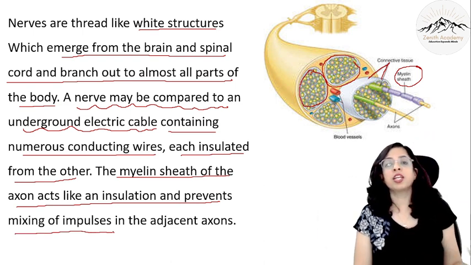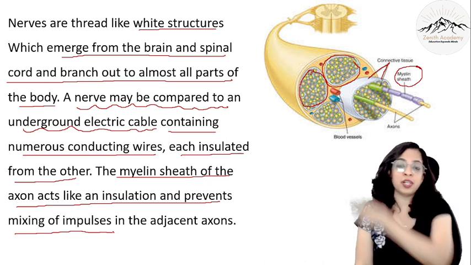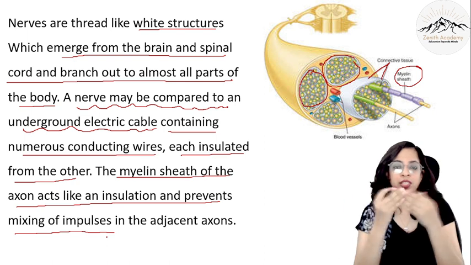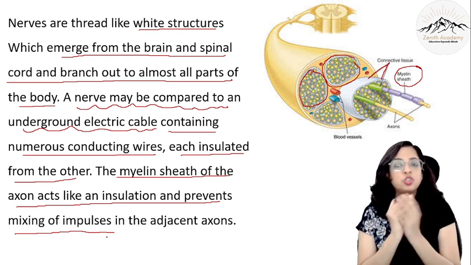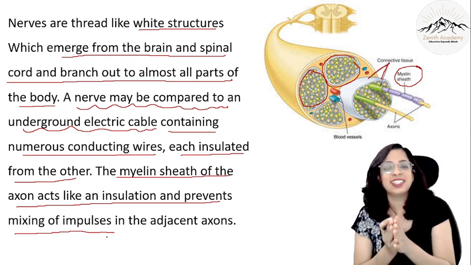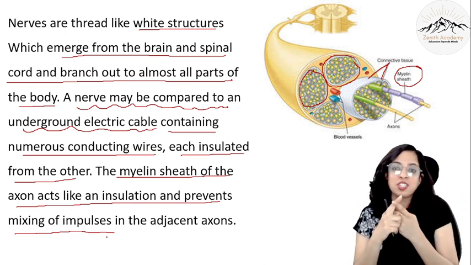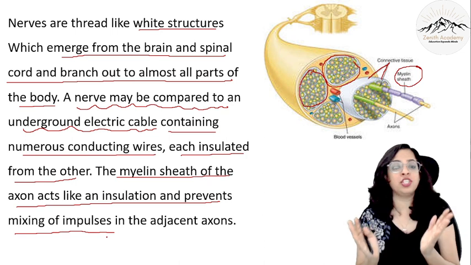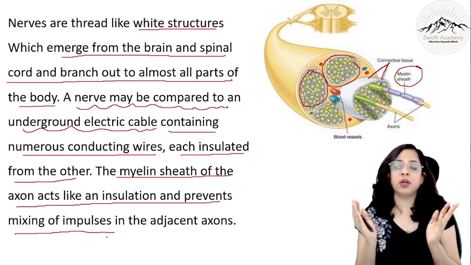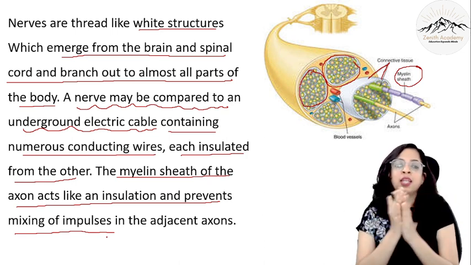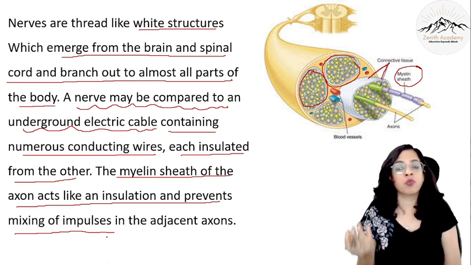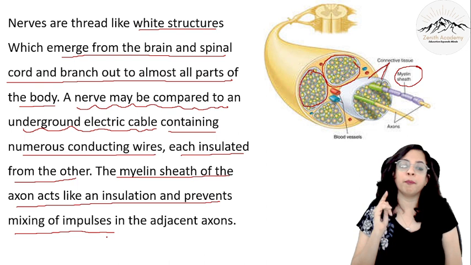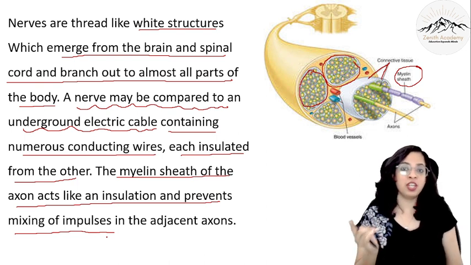You know, there are so many nerve fibers, they are taking impulses up and down. Right? So if there are so many impulses crossing each other, it will be like a short circuit, right? The way when wires cross, there is a short circuit. Also in the nerves, if there was no myelin sheath, then it might happen that the impulses may mix. So this is one of the major functions of the myelin sheath, to prevent mixing of impulses in adjacent axons.